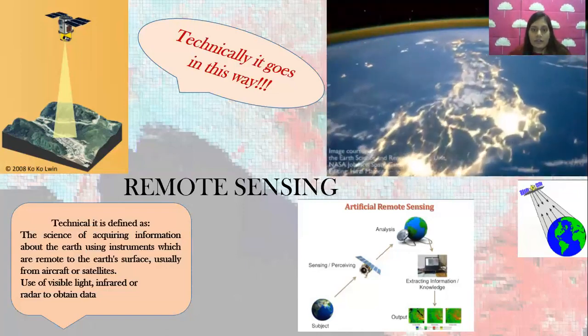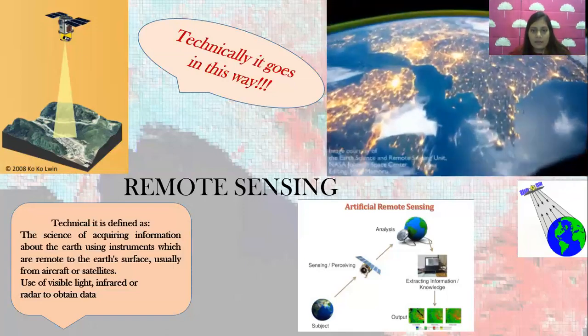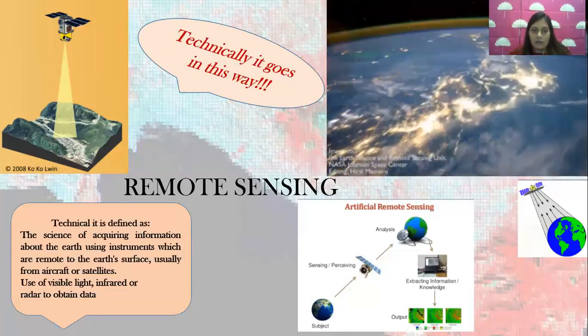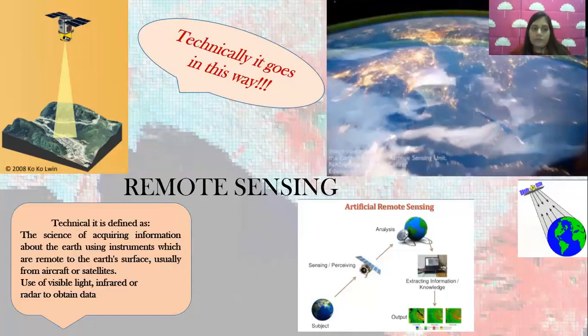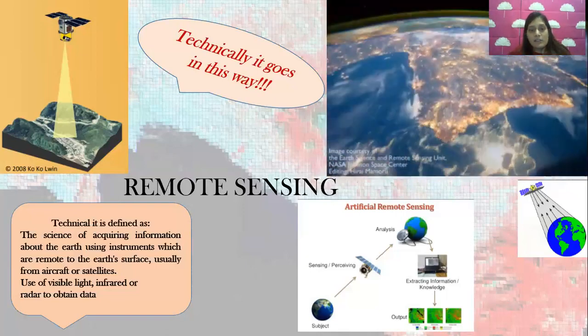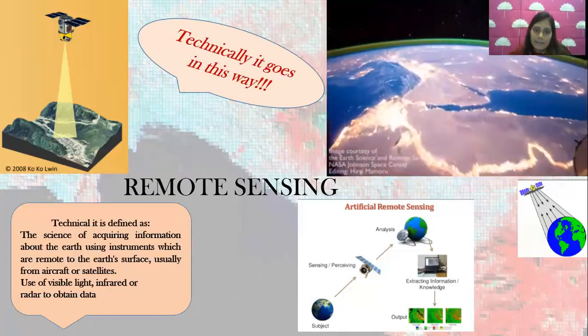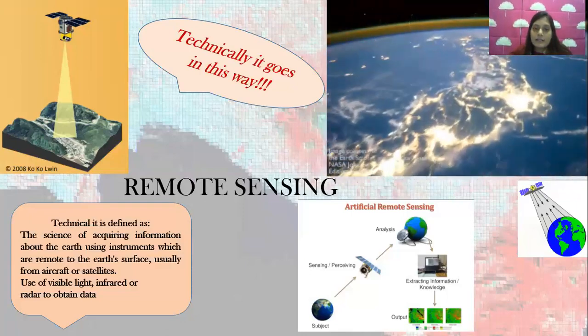We will further on discuss what a satellite is, from where the data is collected, how it is collected, what will be helpful, how it will be analyzed, everything can be known. Now, here you can see I have kept the image of artificial remote sensing. We will discuss what artificial remote sensing is.